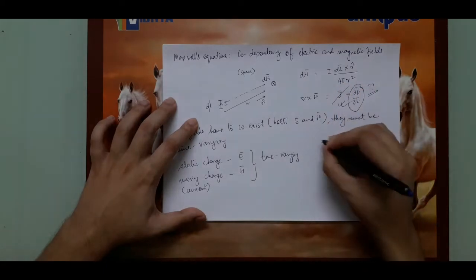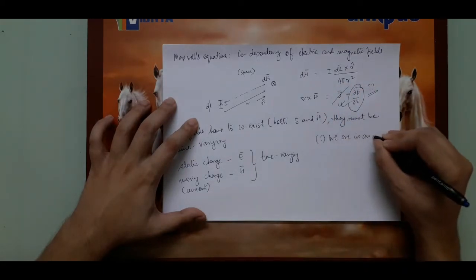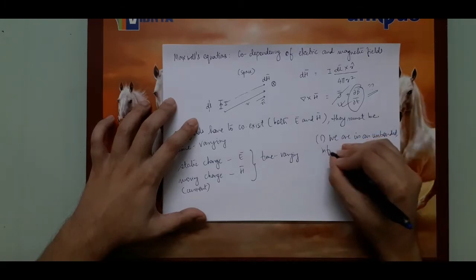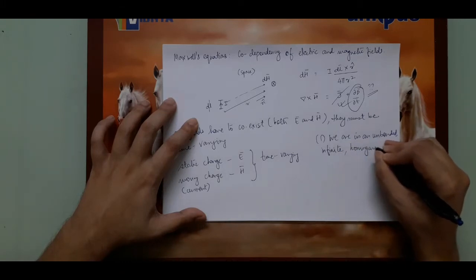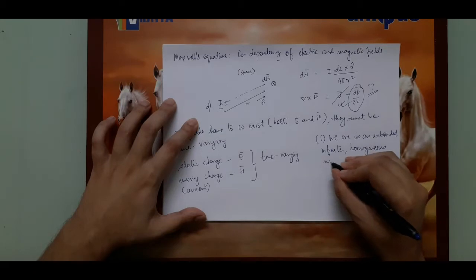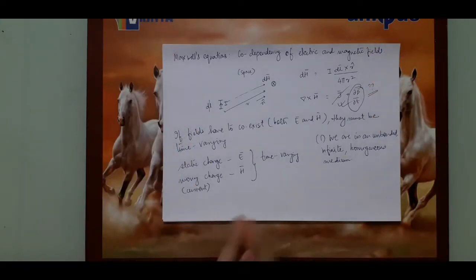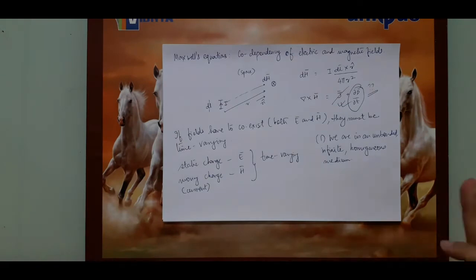Let us assume that we are in an unbounded, infinite, homogeneous medium. So what this means is that the medium under consideration will be infinite in size. There is no boundary. If you remember, we had discussed the boundary effects briefly in the previous class.